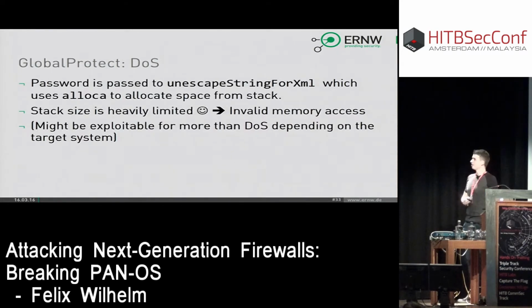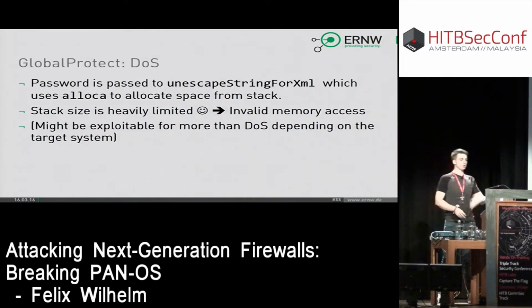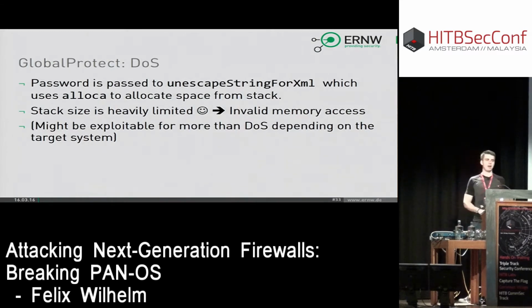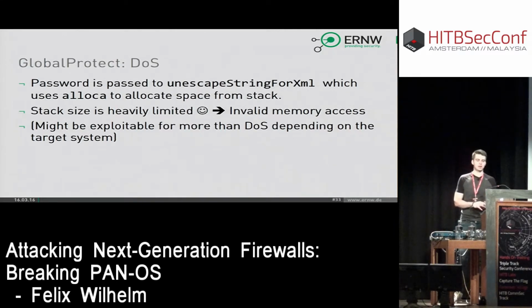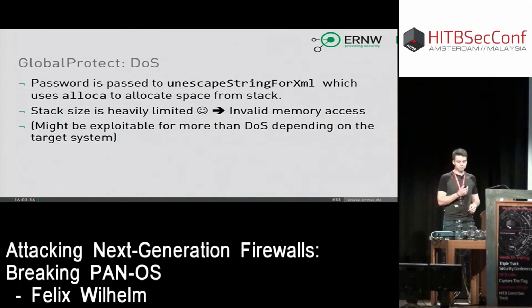The reason for this is that they use an unescaped string for XML function directly on this password you pass into there. And this allocates memory, but it doesn't allocate memory on the heap. It uses alloca to allocate the space on the stack. On my small MIPS device, the stack size is quite limited, so you basically just have a classic stack overrun. You access invalid memory and the box crashes. Depending on what kind of architecture, and if you do this on x64, it might be even exploitable for more than a denial of service, but I have a different bug which is much more interesting to exploit, so we just skip over that and categorize it as a denial of service.